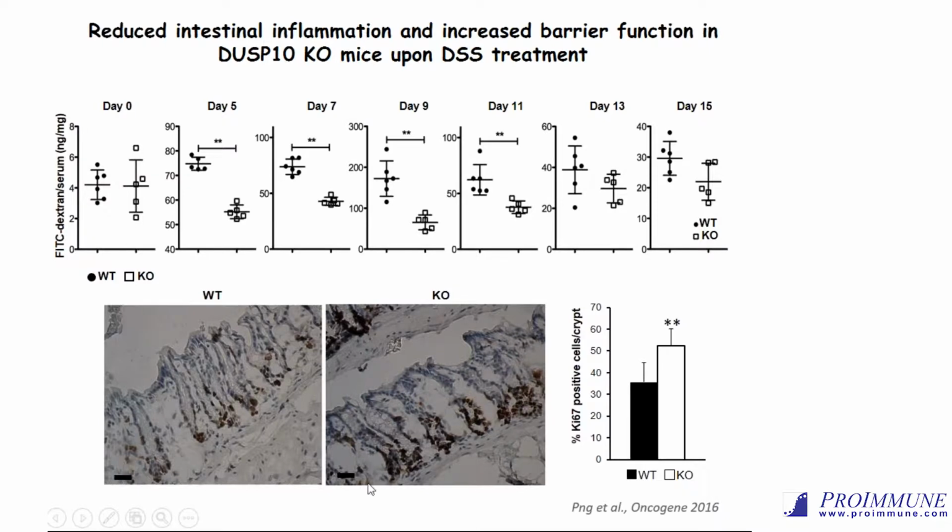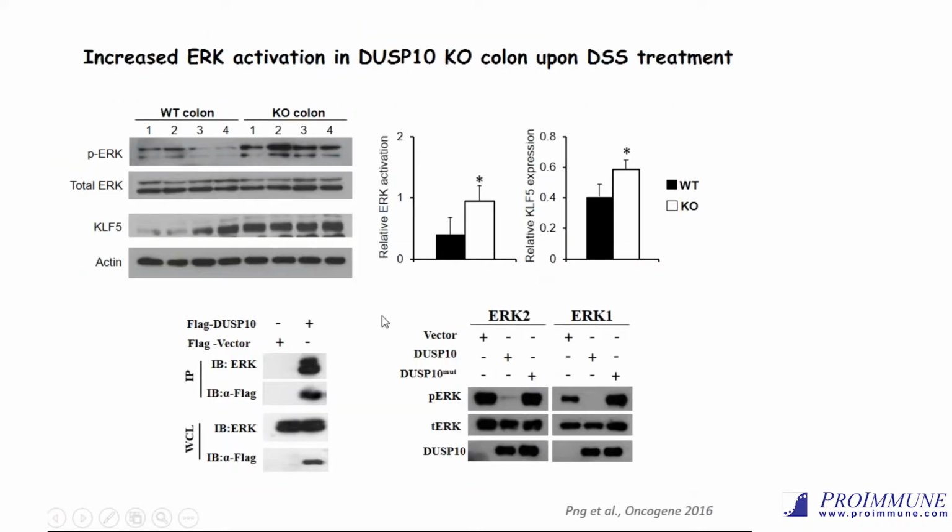You can see that in the knockout column, there are many more Ki67 positive cells compared to the wild type mice. So this tells us that knockout of DUSP10 in the mice leads to increased proliferation of the epithelial cells in response to damage of the epithelium. And then what is the mechanism?